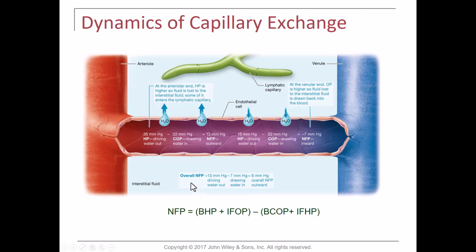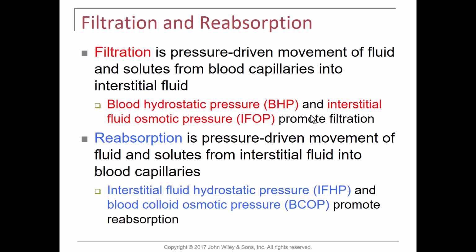So plugging in numbers here, notice overall net filtration pressure. If they put in 13 minus 7, you get 6. A positive number would mean we're forcing fluid out. Here, you're putting all those numbers in on the venule end. 15 minus 22 is -7. That would mean that it's drawing fluid back in here at the venule end. And you'll have some examples to do and plug those numbers in and see how this works.